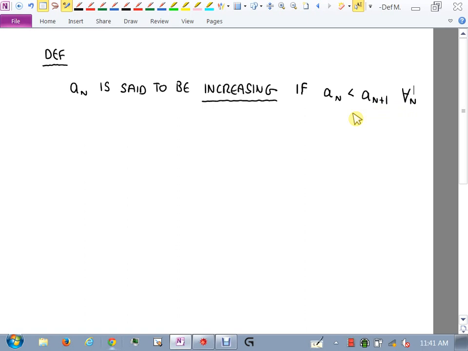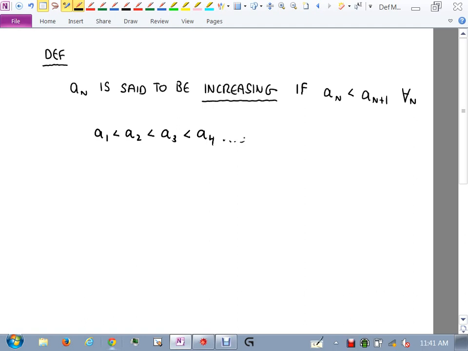To say it's increasing means it's going up, right? That makes sense? It's going up. So this is saying that, look, the nth term of the sequence is smaller than the n plus 1 term, the one right next to it. And that always holds for every n. So I could be saying that the first one is less than the second one, right? But that one has to be less than the third one, which has to be less than the fourth one, and so on and so forth. So if they keep getting bigger as you go, that's called an increasing sequence.